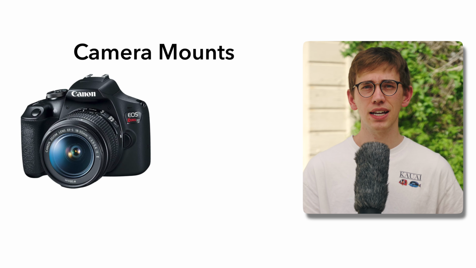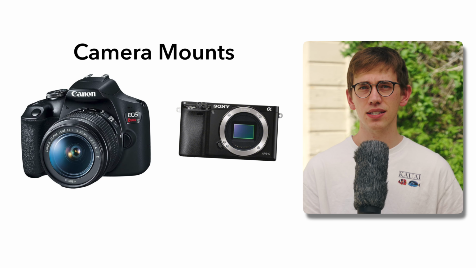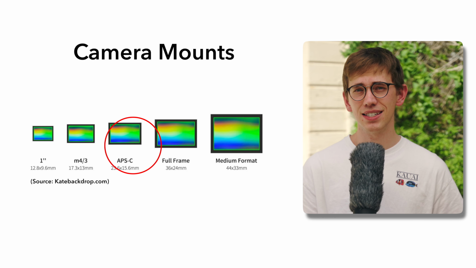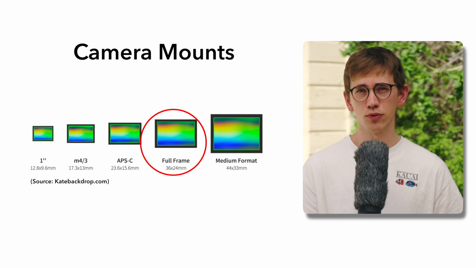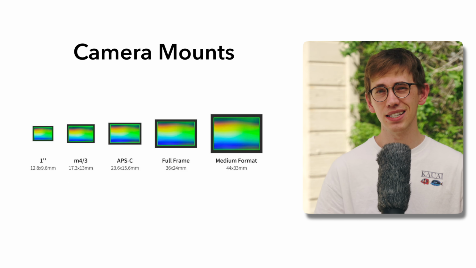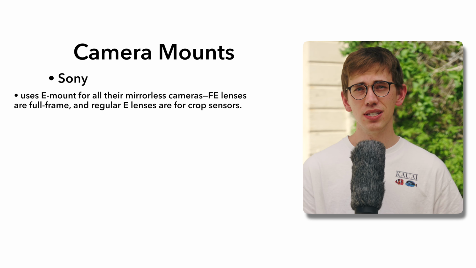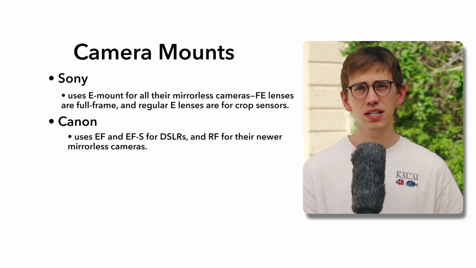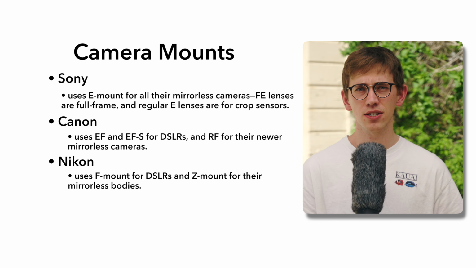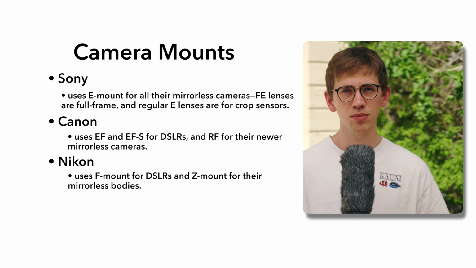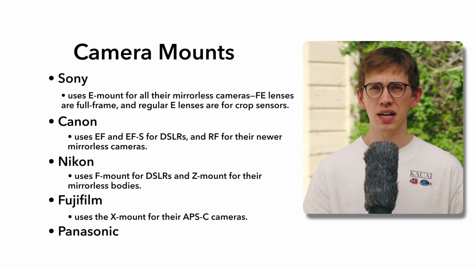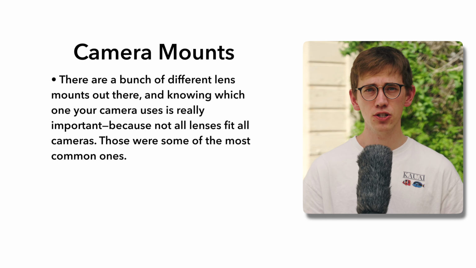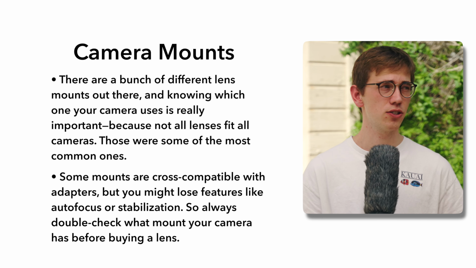If you're shooting on something like a Canon Rebel, Sony a6000 series, or a Fuji X series, you're probably using an APS-C sensor, which is smaller than full frame and changes how the lens behaves. Sony uses E-mount, Canon uses EF for DSLR and RF for mirrorless, Nikon uses F-mount for DSLRs and Z-mount for their mirrorless systems, Fuji uses X-mount, and Panasonic has micro four thirds. So always pay attention to the mount and make sure that the lens actually fits your camera.